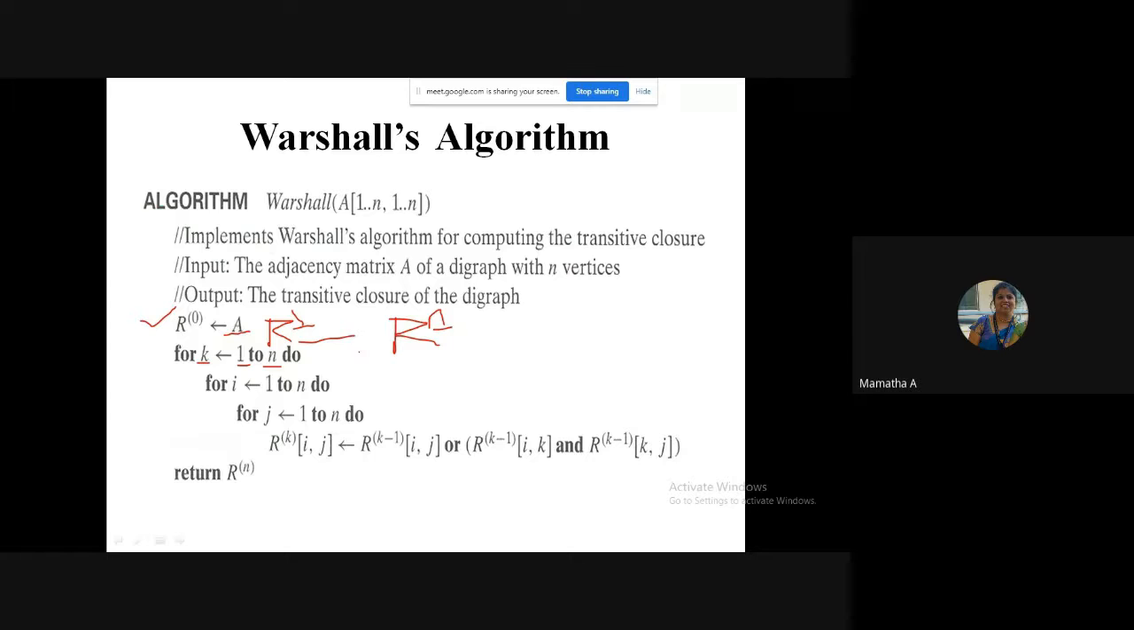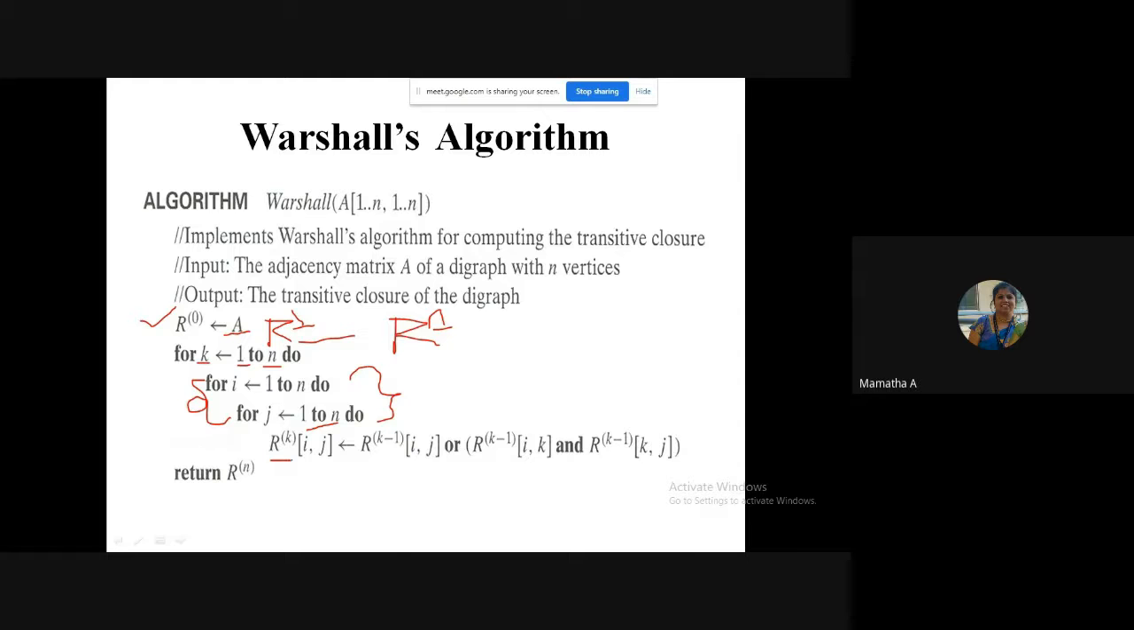So I should now write two for loops, with i ranging from 1 to n and j ranging from 1 to n. What do these two for loops do for me? They will check all the entries. And you know what that relation is that I need to use to compute Rk? From what? 1 to n.